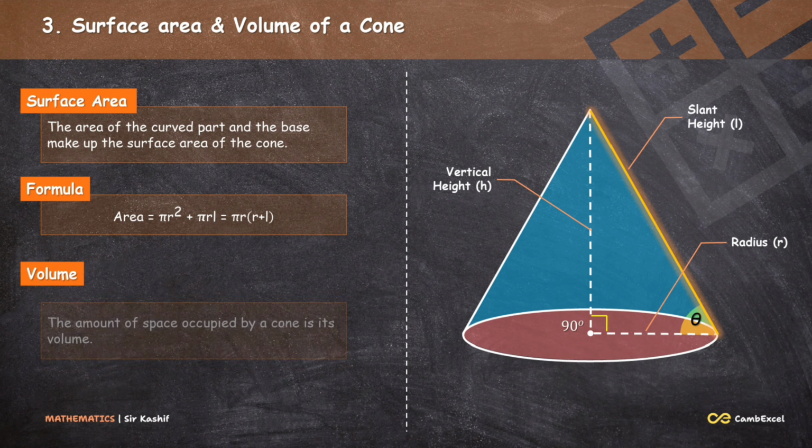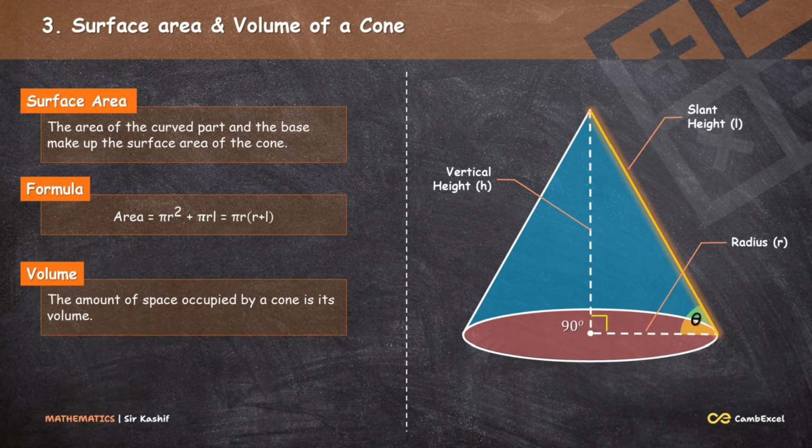Coming to the volume of the cone, it is the amount of space occupied by a cone, and the formula used to find the volume of the cone is 1 by 3 pi r square times h.